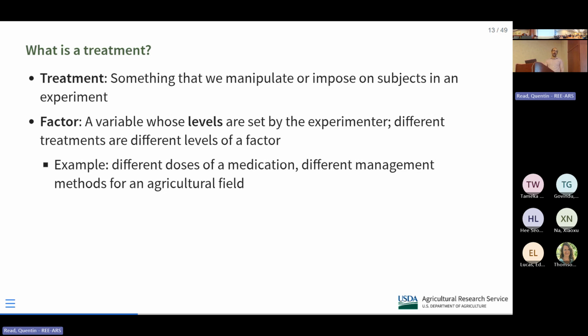And it doesn't have to be doses. In ag science, you could have different management. You could have untreated fields. You could have fields that are given low nitrogen, high nitrogen, plowing, not plowing, and things like that.